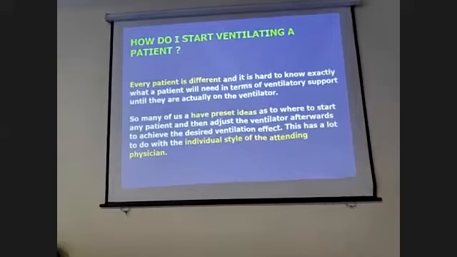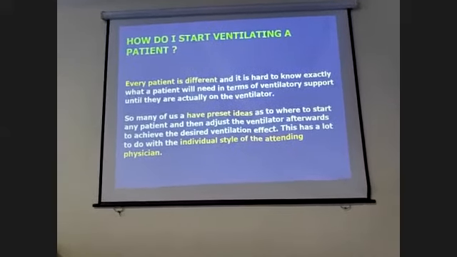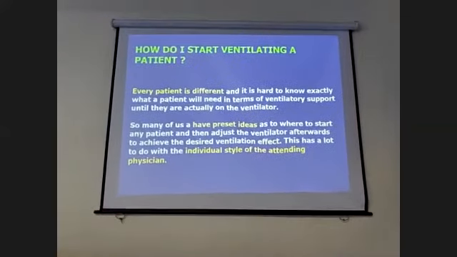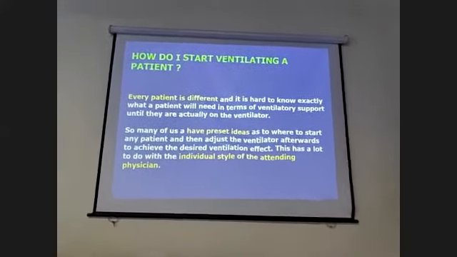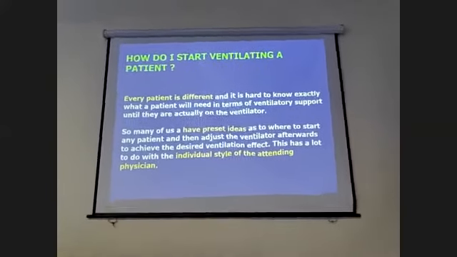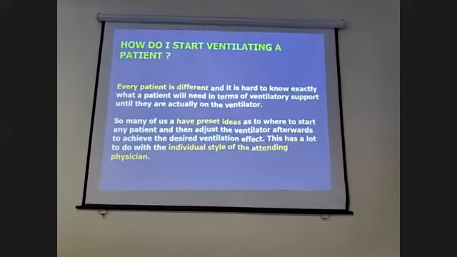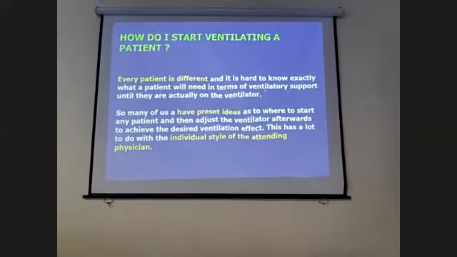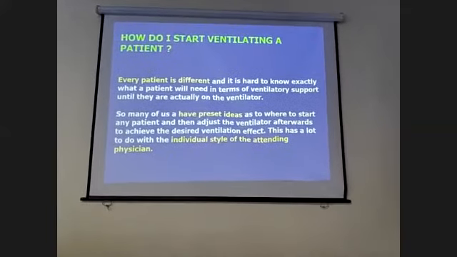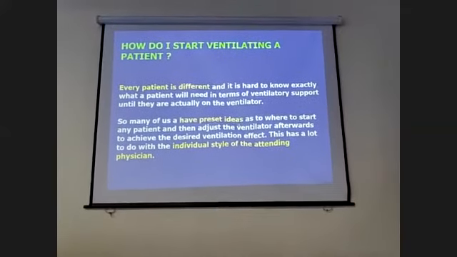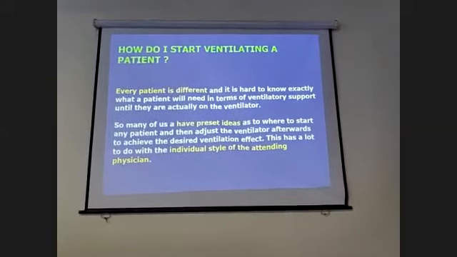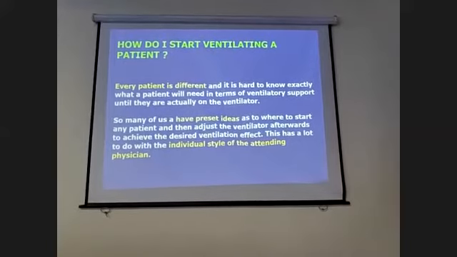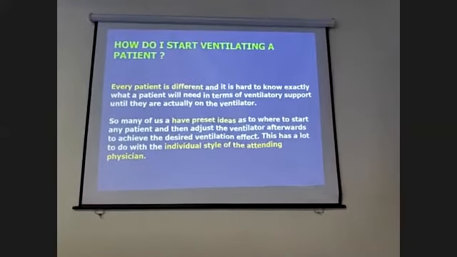Why? As I said, you cannot see the lung from outside. Unless you put a tube, you can see the lung parenchymal activity on the screen. So unless you get the ventilatory graphics, you won't be able to determine what exactly your patient needs. So that is why when you put a patient on a ventilator, then you come to know. Many of us have preset ideas as to where to start the patient and then adjust the ventilator afterwards to achieve the desired ventilatory effect. And that is wrong. You never go through preset ideas.